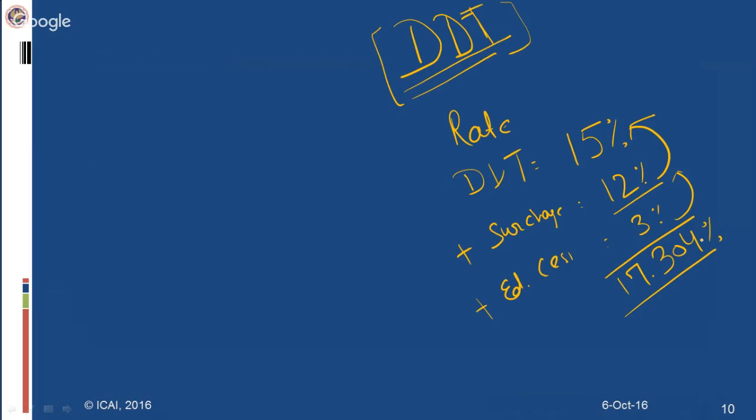If a specific rate is given in the question regarding DDT, then you can use that rate for your calculation purpose. Otherwise, the rate which you have to follow for this calculation is 17.304%. Now, we will take a small example for the purpose of the calculation. The main change in DDT is regarding the grossing up.